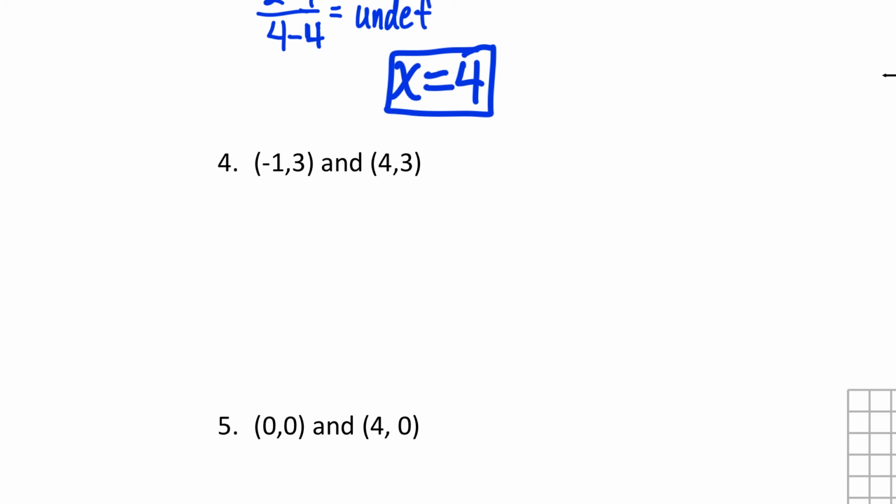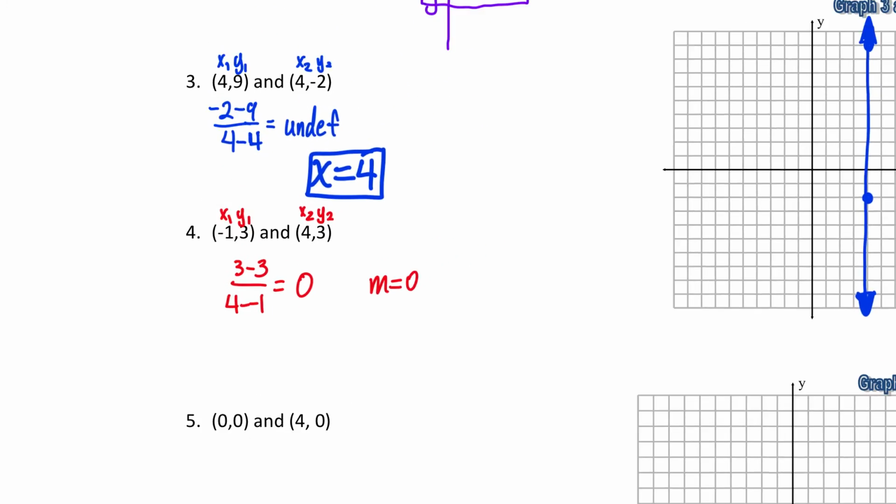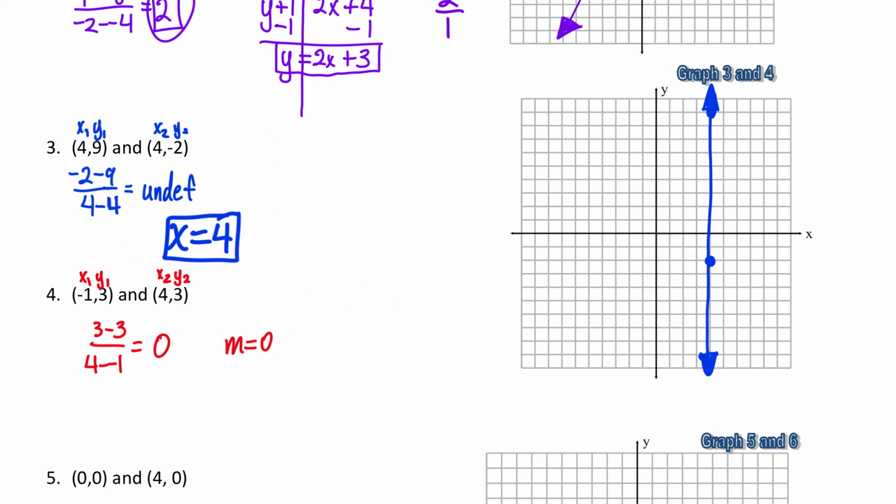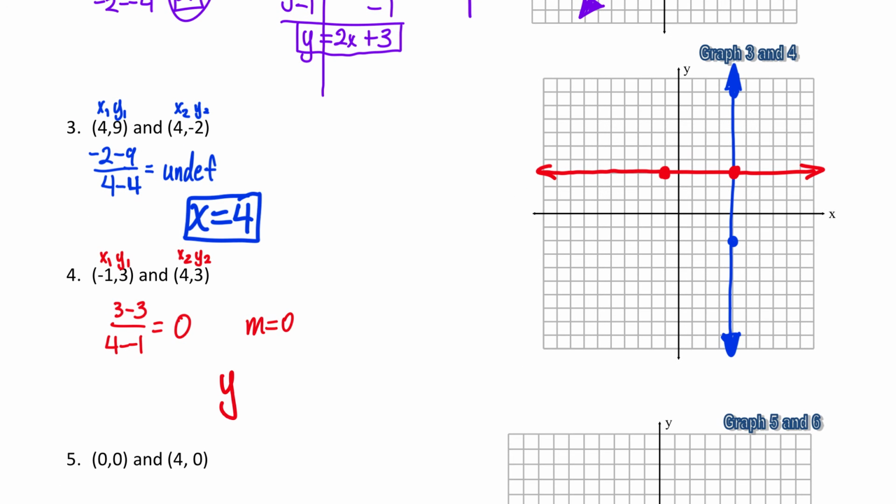Okay, on number 4, we have x1, y1, x2, y2. So this is 3 minus 3 over 4 minus -1, which is what? This one has a slope of 0. Okay, so let's graph that and see why. So -1, 3 is right here, and then 4, 3 is right here. So it's actually that line right there, which when the line is horizontal like that, the equation is always going to be y equals. So on this one, it's y equals 3 is the equation.